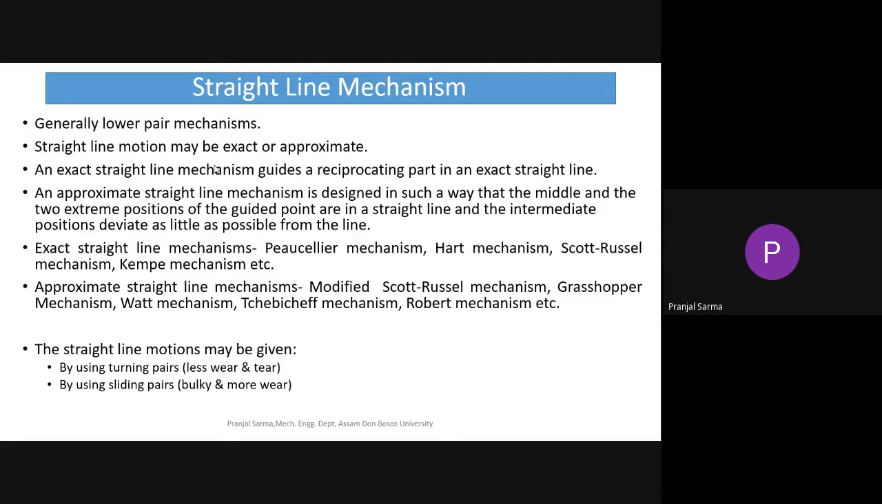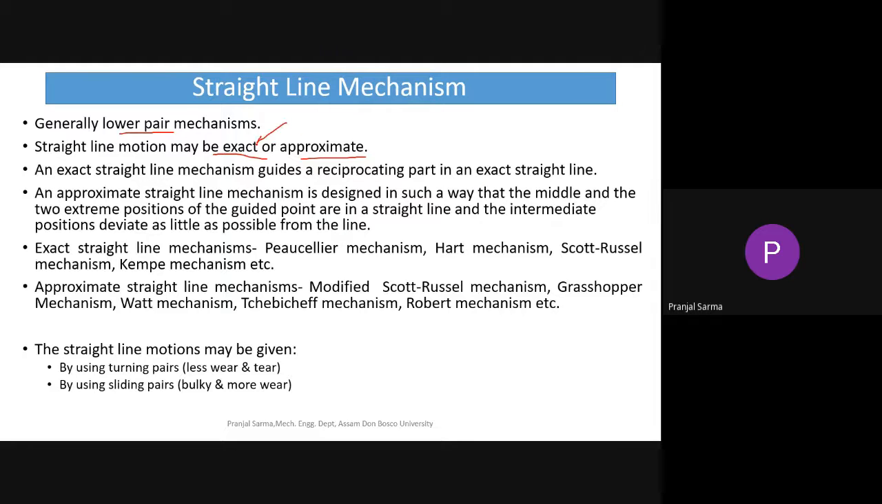So in those kinds of mechanisms, where a particular trace point or point of interest traces a path that somewhat deviates from a straight line, we basically call them approximate straight line mechanisms. Similarly, straight line motion mechanisms are generally lower pair mechanisms, so the lower pair constitutes this particular mechanism. It may give an exact straight line or an approximate straight line, depending on whether the tracing point or the reciprocating part being guided traces an exact or approximate straight line. Based on that, the two names are there.